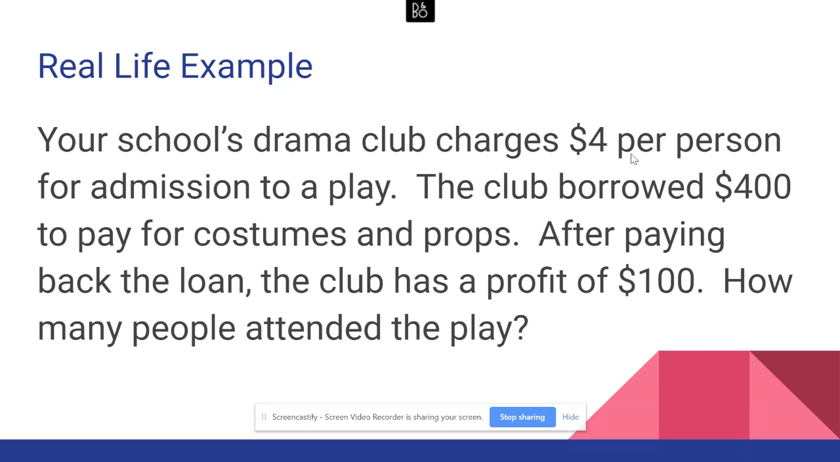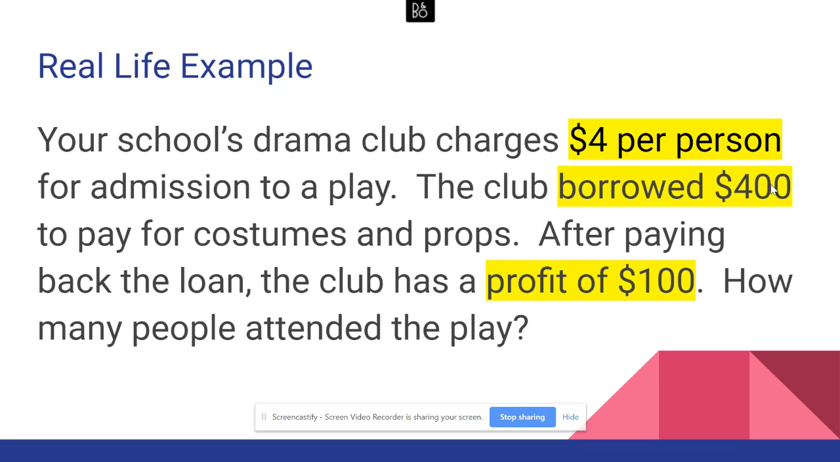So $4 per person. Per is an important word because that's our operation word. Per means we either multiply or divide. If it's per person, we have it for each person, which means we're going to have to multiply 4 times the number of people. And since it's $4 per person, not 4 times something else, our person is going to be the variable because that's what we don't know. We don't know how many people attended. So we're going to have 4 times a variable.